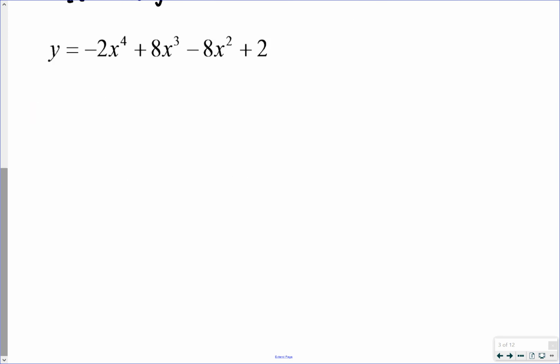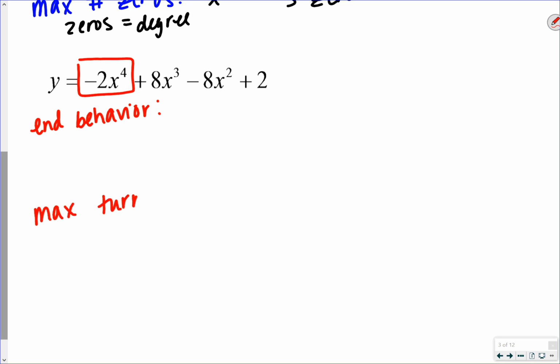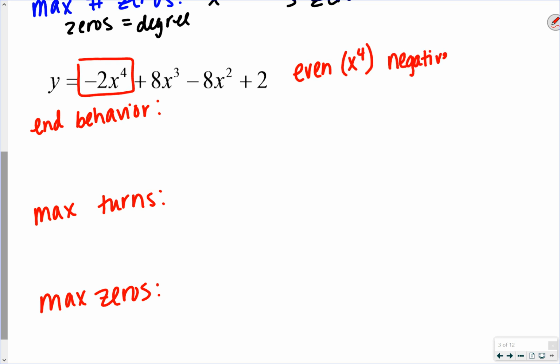I have negative 2x to the 4th plus 8x cubed plus x squared plus 2. And the only thing I care about is that first term. So end behavior, max number of turns, and max zeros. This is an even degreed polynomial because of the x to the 4th, and negative because of the negative 2 in front.